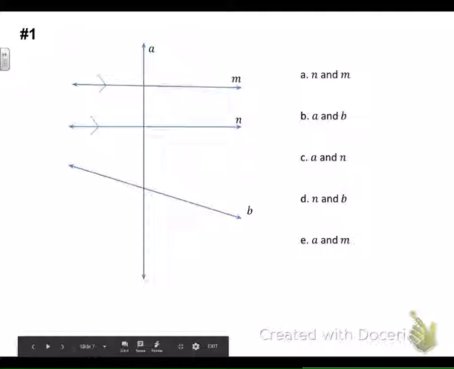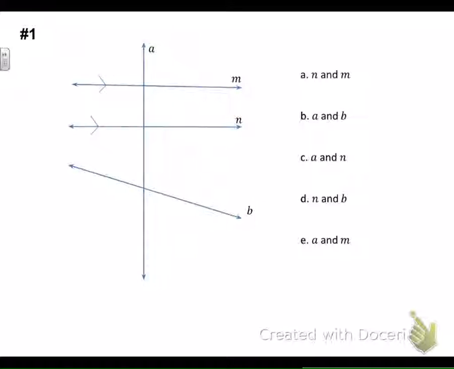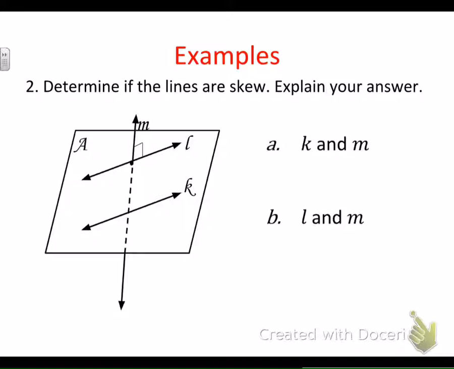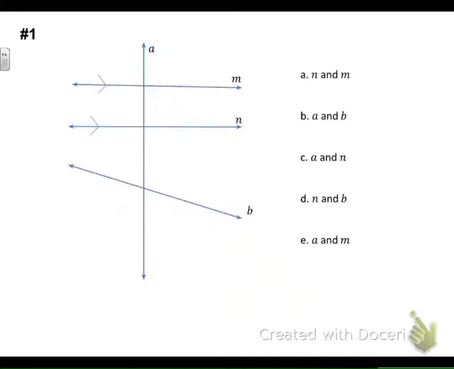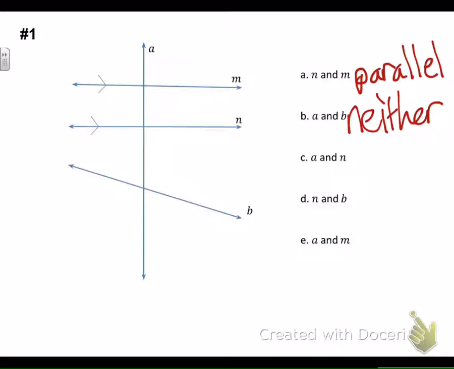Alright, so the first one, we need to determine what type of lines these are. So N and M are parallel. A and B, that would be neither. Now, it's not skew because we are on one plane here. This is one flat plane. So they're neither. Eventually they intersect, but they don't form a right angle.